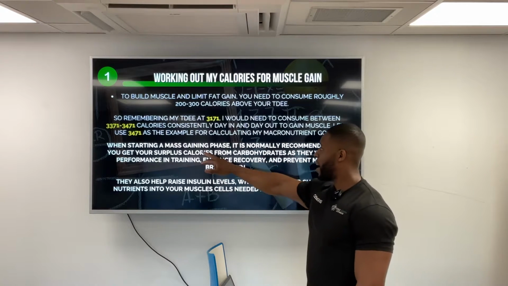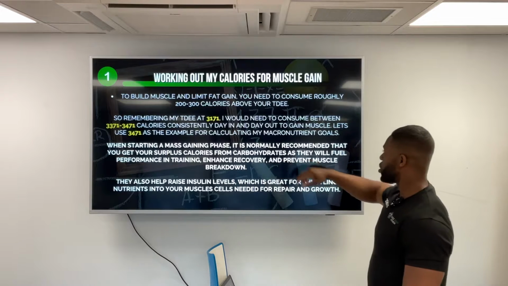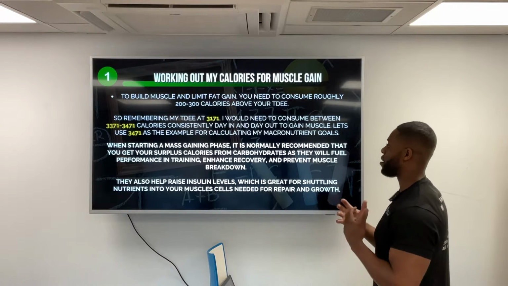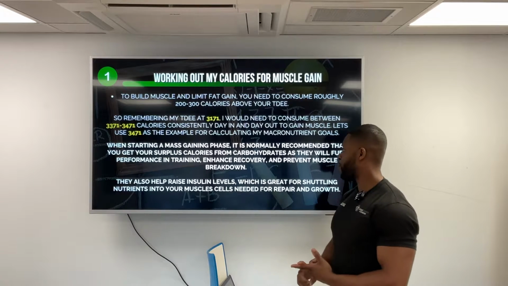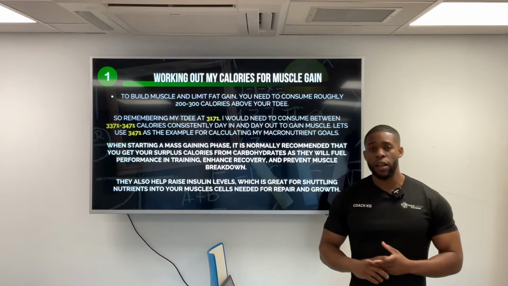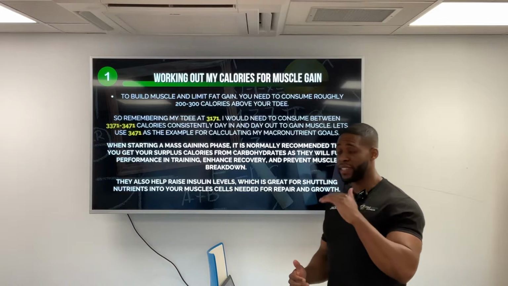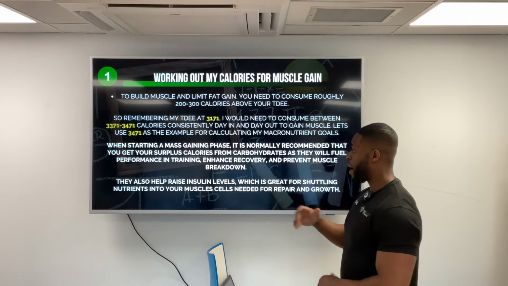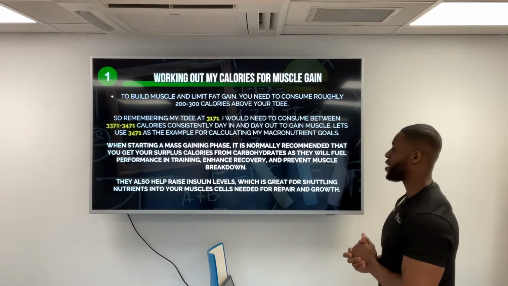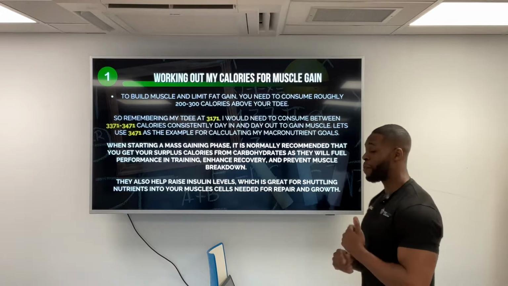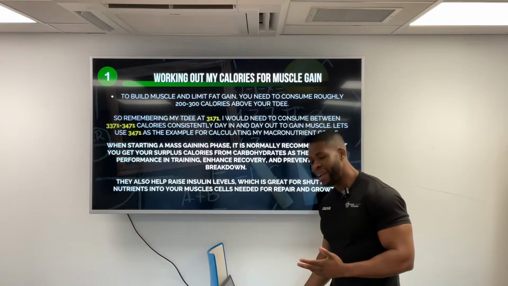When starting a mass gaining phase, it's normally recommended that you get your surplus calories from carbohydrates, as this will fuel your performance in training, enhance recovery, and prevent muscle breakdown, alongside protein. So make sure your protein is high and in a good place too. Carbohydrates in particular also help to raise insulin levels, which is great for shuttling nutrients into your muscle cells needed for repair and growth as well. Are you ready for the maths?